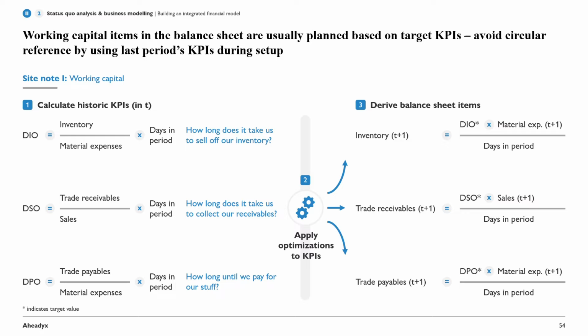So as these are all just rearrangements, I don't think I need to go through each of them in detail. The idea just is to derive the balance sheet items now from the optimized KPIs and, well, the other stuff that you need based on what you get in the formula.